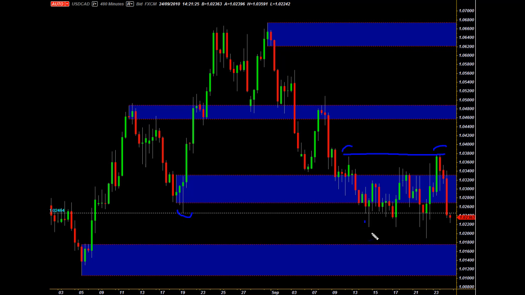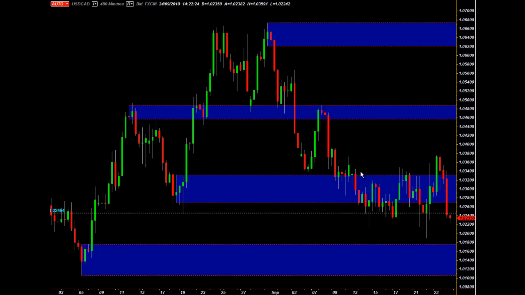It's made a couple of pops through it, around here, you see the wicks, but there's been no significant sustained move underneath it. So price is really just stuck sideways at the moment. But like I said, ultimately the strategy has got me short, so that's the direction I'm trading.